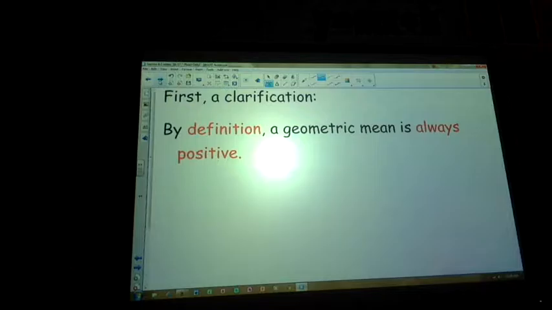So for clarification, by definition, geometric mean is always positive. So let's get to that. Geometric mean is always positive. The geometric mean, if we have a over x equals x over b, we're talking about the x terms. And the reason those have to be positive is because you have to take a square root. And when you're talking about geometric means, we're talking about shapes of some sort. Okay?